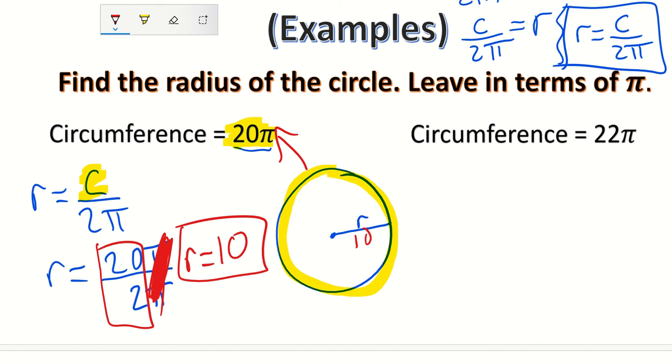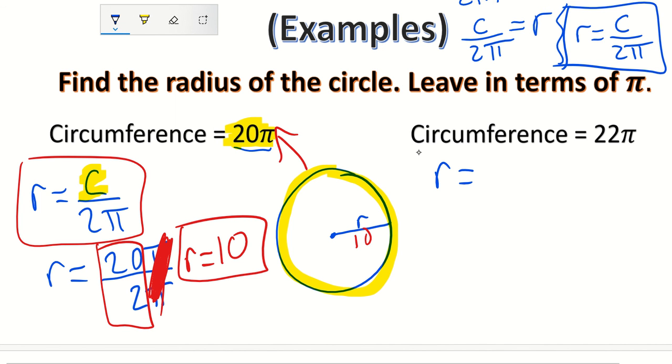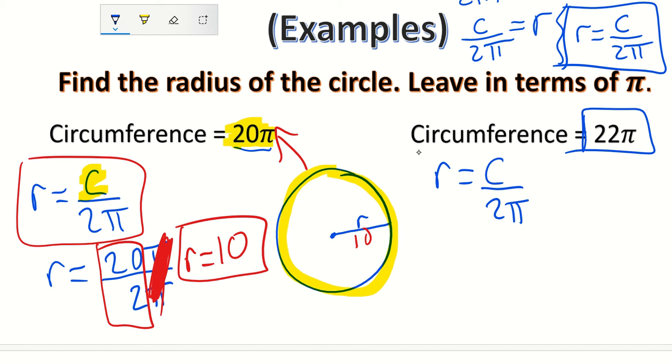Let me go ahead and work out another example. I already have the formula, so I'm going to use the same formula, which is r equals c divided by 2 pi. Let me go ahead and work this one out. R equals c divided by 2 pi. And in this case, my circumference is 22. So let me go ahead and plug that in.